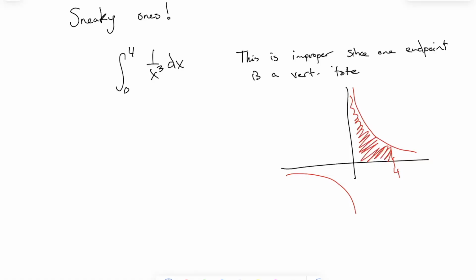That means the area that we're talking about is just like those other ones that we were talking about, going out to infinity. It's just that it's not going to infinity in the x direction, but it is in the y direction. So we need to treat this in the same way. It is a vertical asymptote.